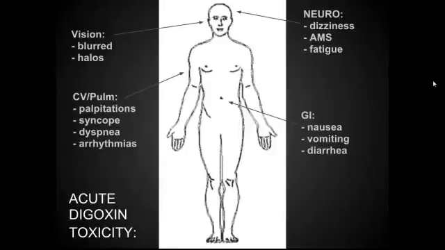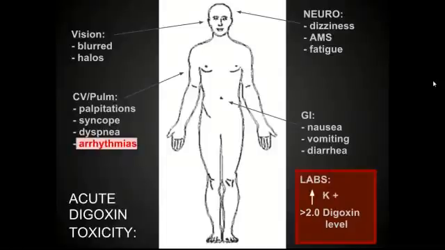Sometimes this can present as palpitations. They can even syncopize, come in unresponsive, or sometimes just have chest pain or shortness of breath. Things to look out for in your labs are hyperkalemia and also a high digoxin level. So just make sure when you're working these patients up and taking a look at their EKGs that you get a lab level of the digoxin as well as a K level.